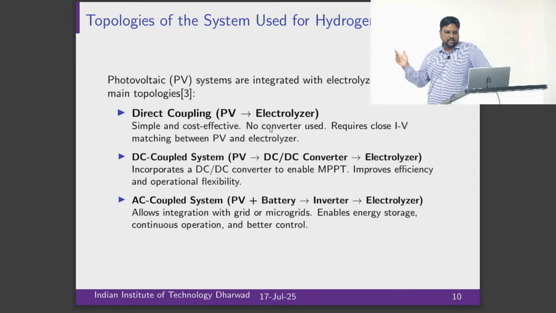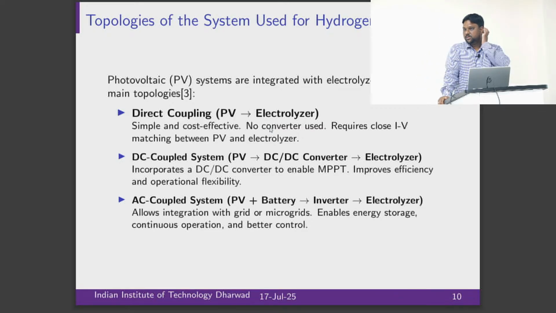That is one way, or there are other methods where you can also use direct coupling, but again a DC coupled system. From the name you know, you don't need any kind of AC to DC conversion. So, as I told, the second point, incorporate a DC-DC converter to enable MPPT.